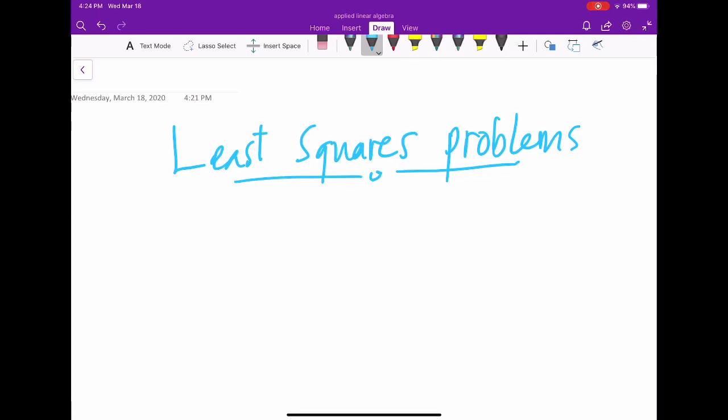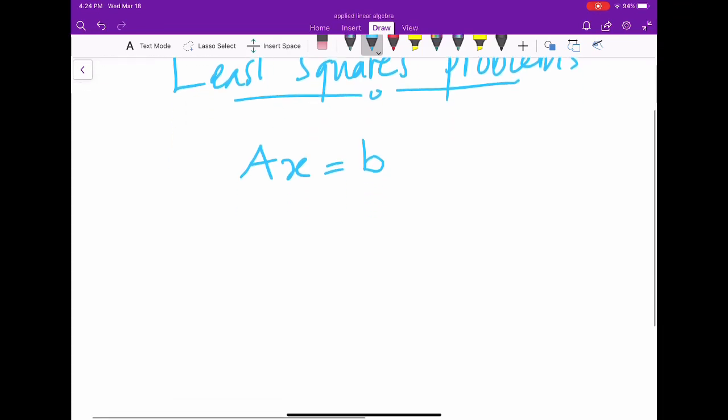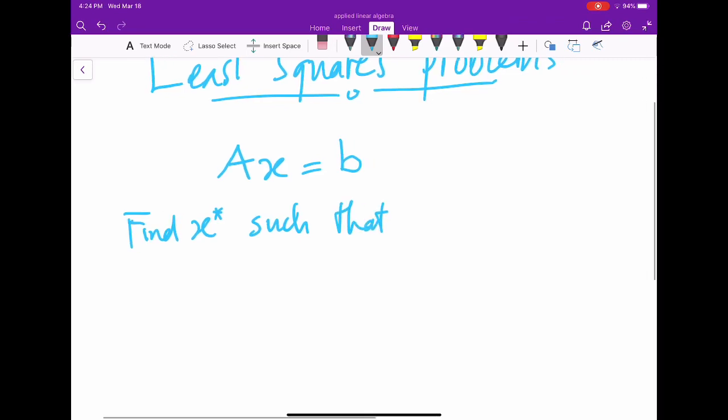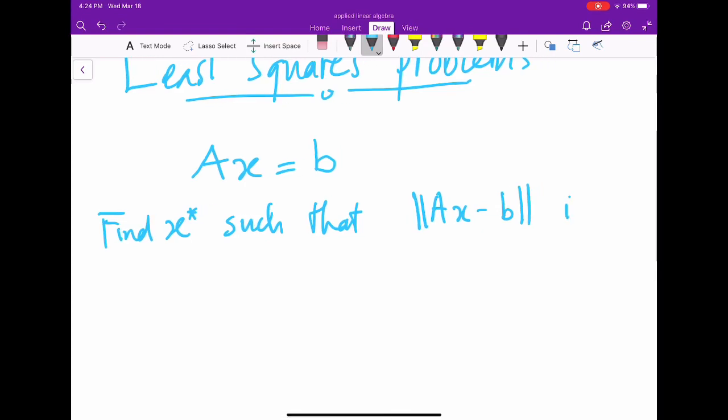So the previous approach was as follows. You have to solve this system, right? But suppose that this system does not have a solution. Our problem is to find some x such that the norm of Ax minus b is minimum.